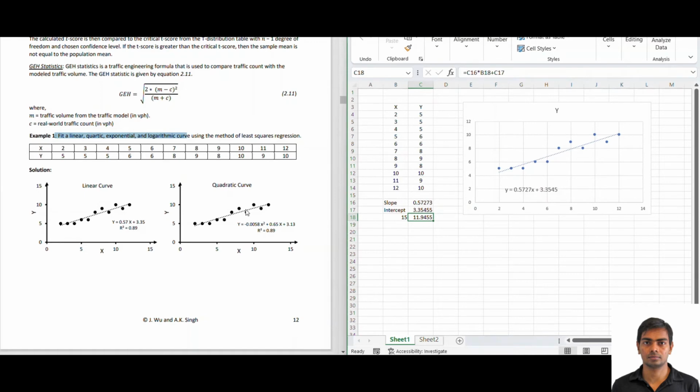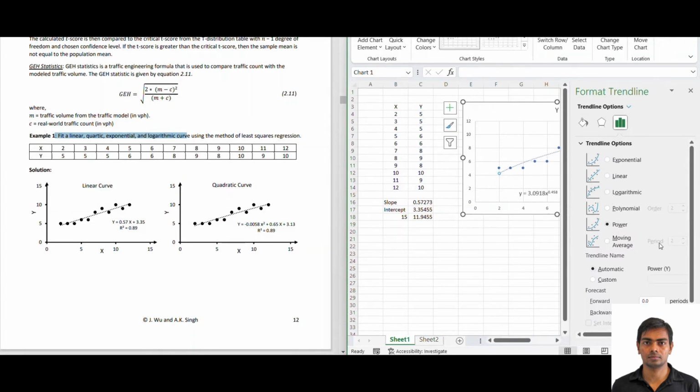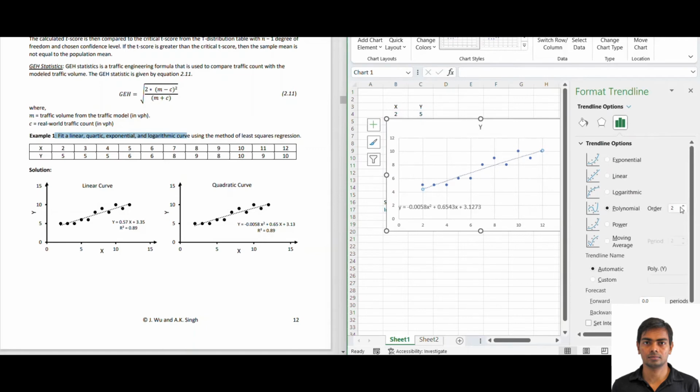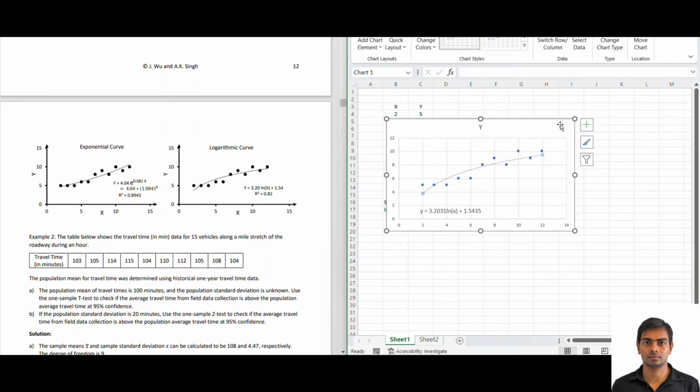Now if we want to fit the quadratic curve for the same data, we can click on this trend line and then simply change to power and choose power as 2, or polynomial and choose polynomial as 2. This is the quadratic curve. If we want to put the exponential curve, then we can choose the exponential function here, and this is my exponential curve. Same with the logarithmic curve. This is the logarithmic curve.